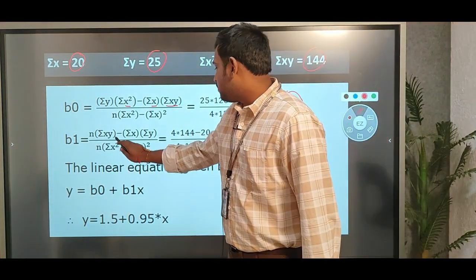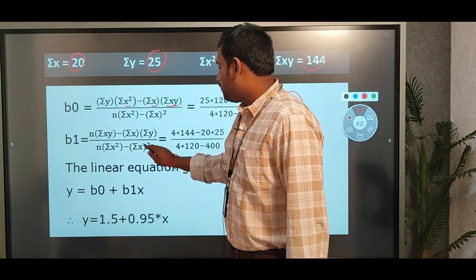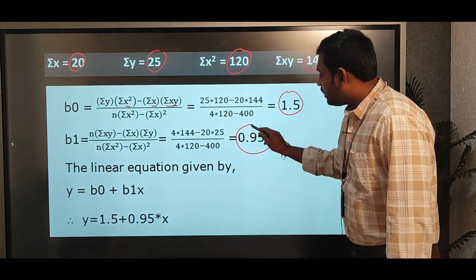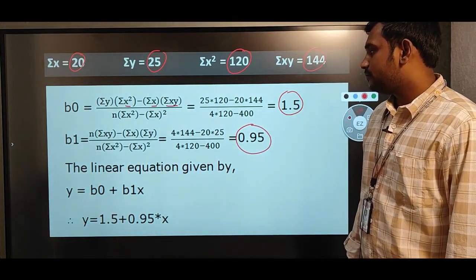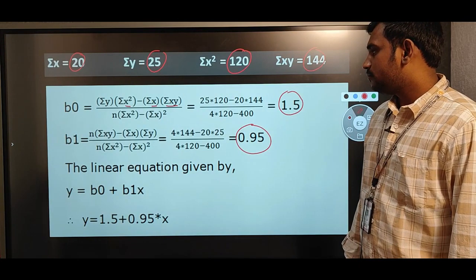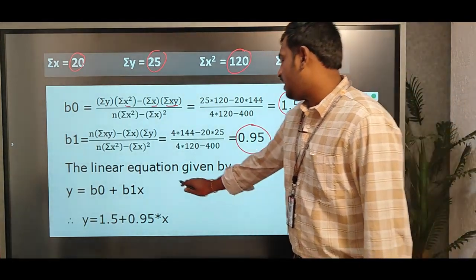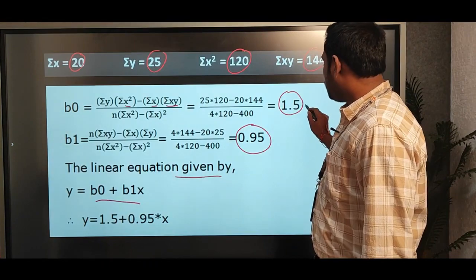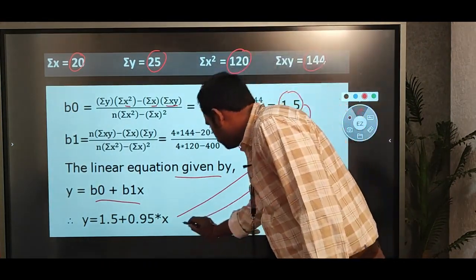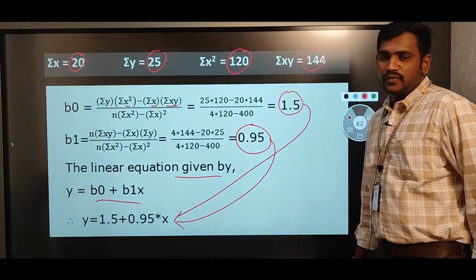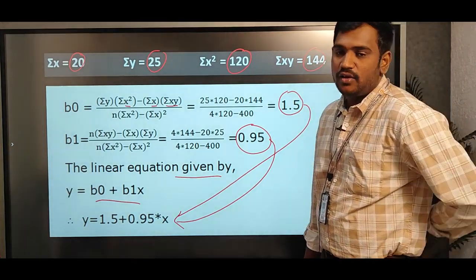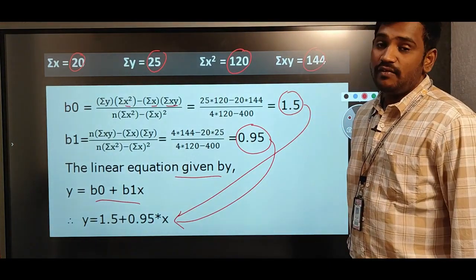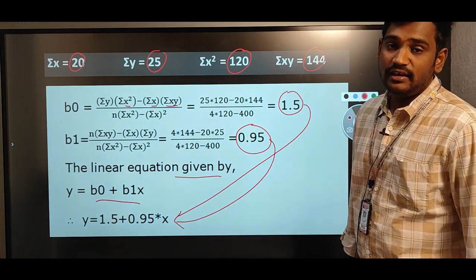Similarly, n into sigma xy minus sigma x into sigma y. If you calculate all these values, then the b1 value will be 0.95. Then the linear regression equation is given by y is equal to b0 plus b1 into x. After calculating, this is the final result. So by using linear regression, you evaluated the value of y. Y is equal to 1.5 plus 0.95 into x. That is the evaluated equation for linear regression.